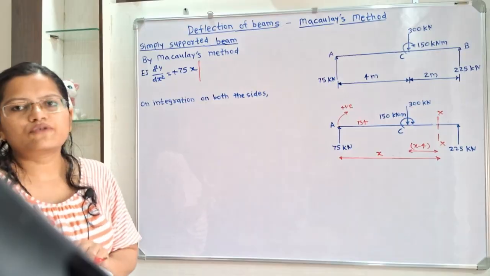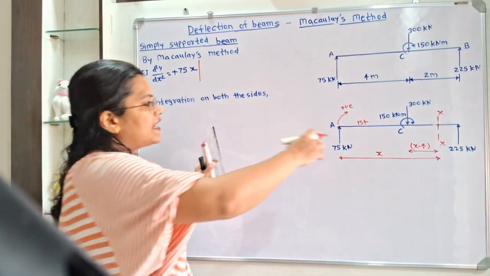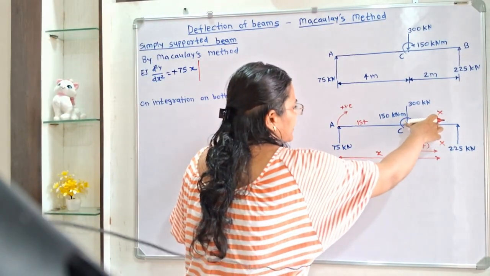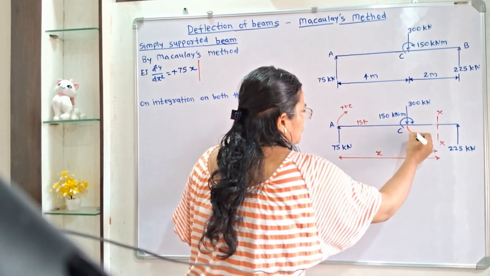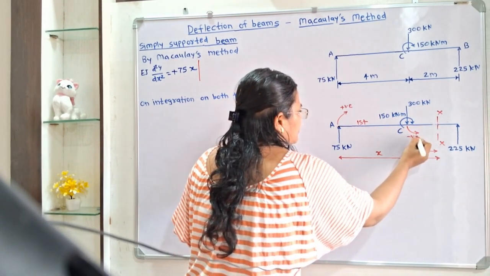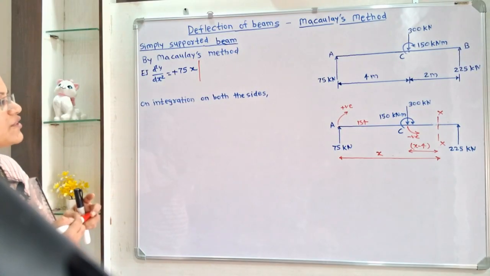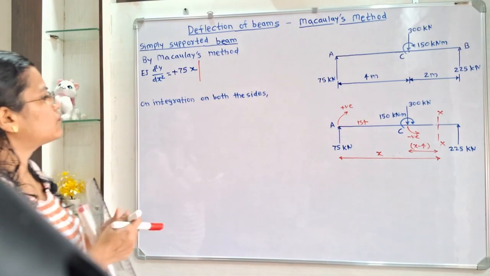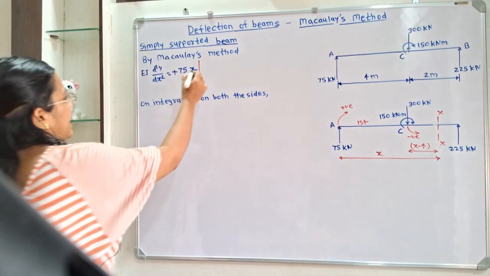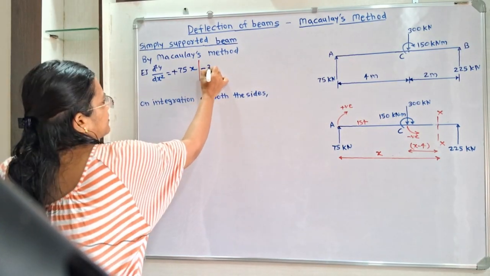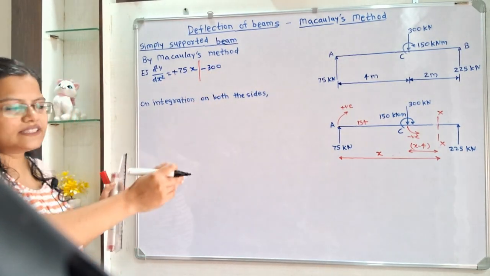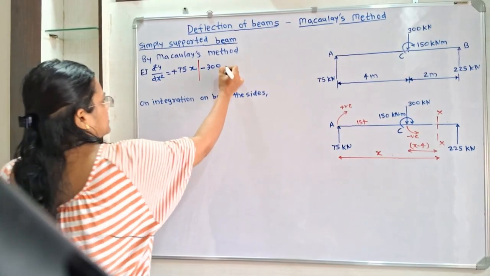Now we have to move the compass at the section XX in the direction of 300 kilonewton. So it is in the anti-clockwise direction, so we will use the negative sign. For this negative sign, how to write the bending moment? We will write here minus 300 into the distance x minus 4.